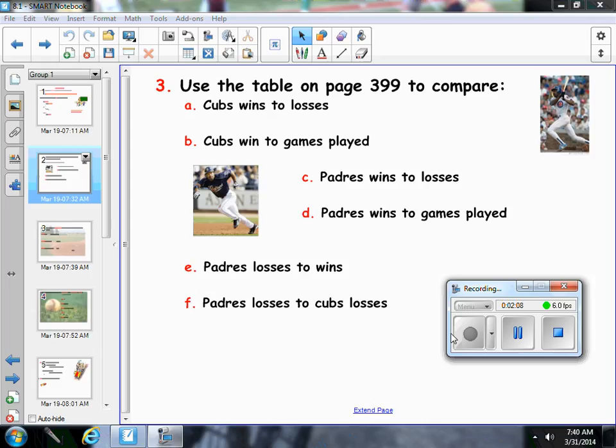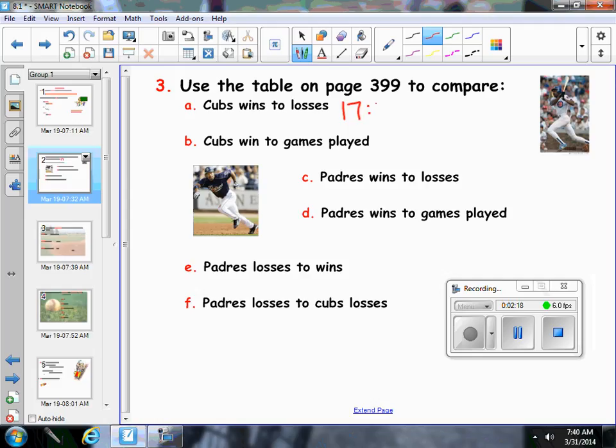The Cubs had 17 wins to 14 losses. So we're going to write the three different ways: 17 wins to 14 losses, 17 to 14. Now, three different ways of writing it. You need to get the ratio in the order that it's asked. So it's asking for wins to losses. So you write the first number as wins, the second number is losses.